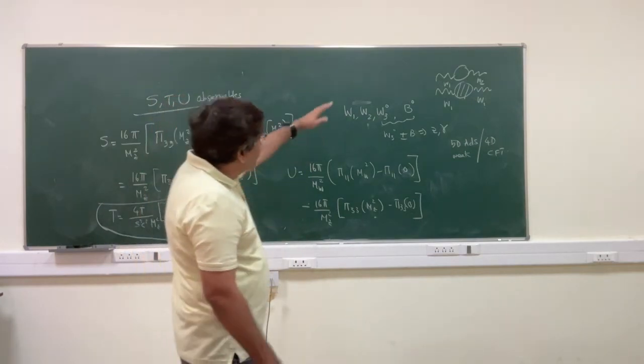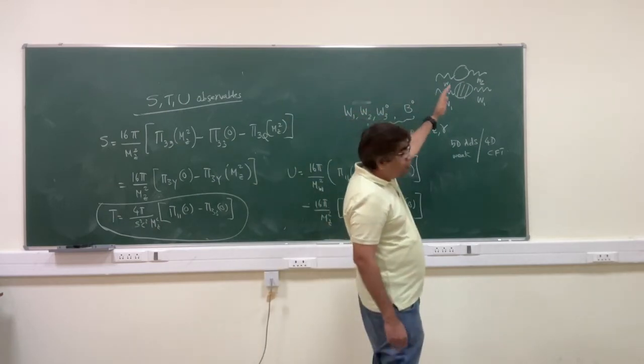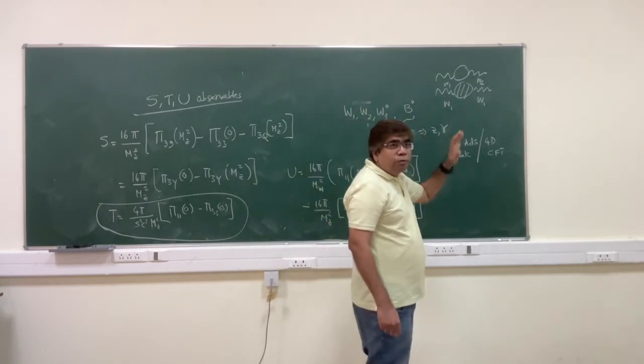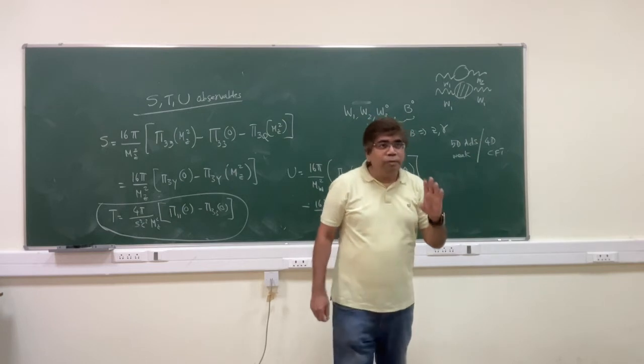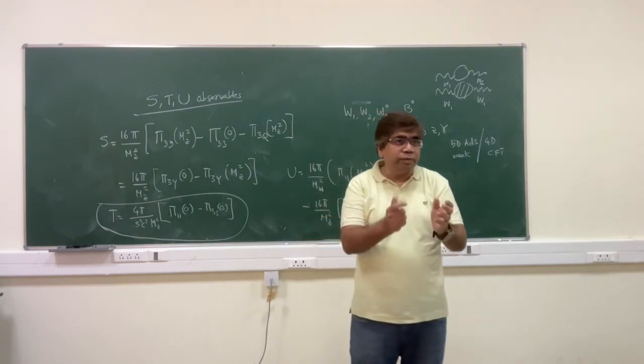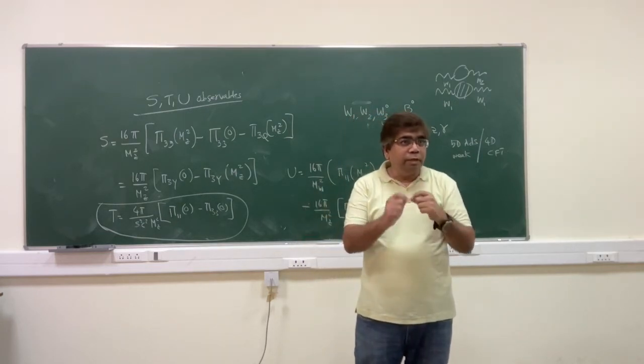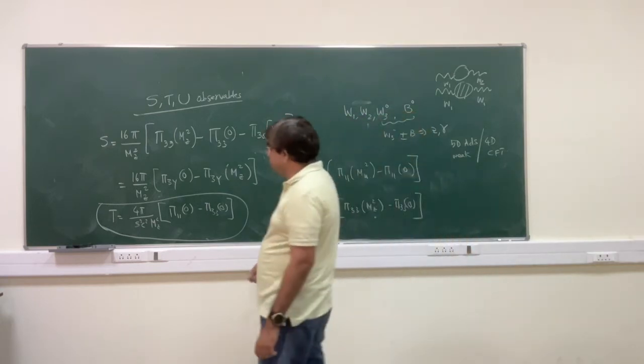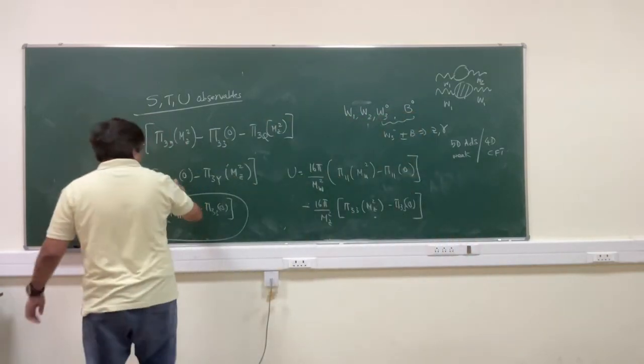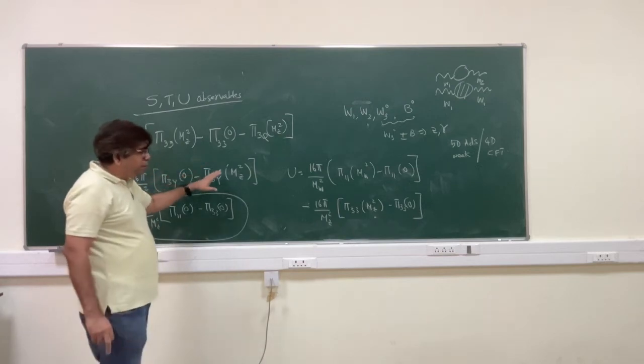So, out of all possible self energies, you choose the ones which are the most important and the most sensitive to new physics. You choose those linear combinations which are sensitive to linear new physics. These are the ones.